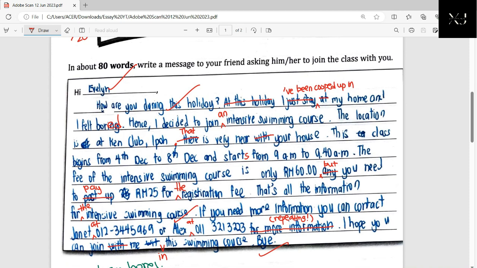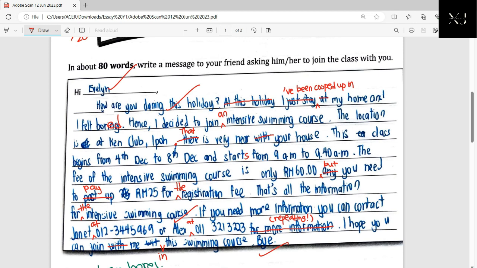Okay, so moving on, the fee of the intensive swimming course is only 60 ringgit, but you need to pay 25 ringgit for the registration fee. Okay, so if she wants to save words, she can actually say the fee for the swimming course, or the fee is only 60 ringgit. But you need to pay 25 ringgit for the registration fee. Or you can say, and you need to pay an extra 25 ringgit for the registration. No need to say fee, also can.